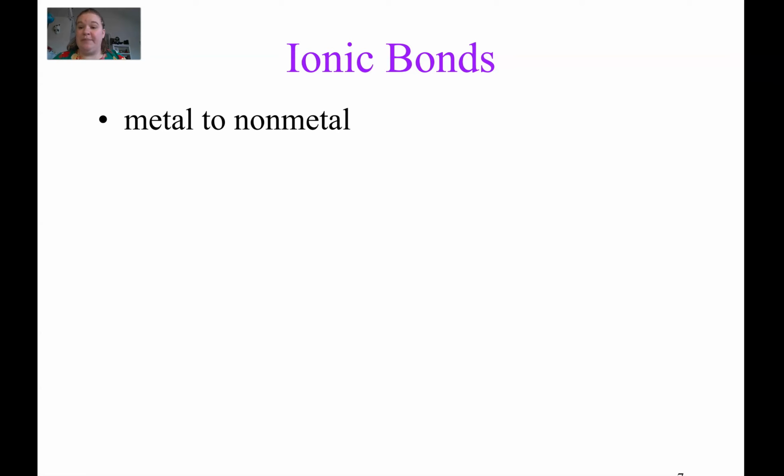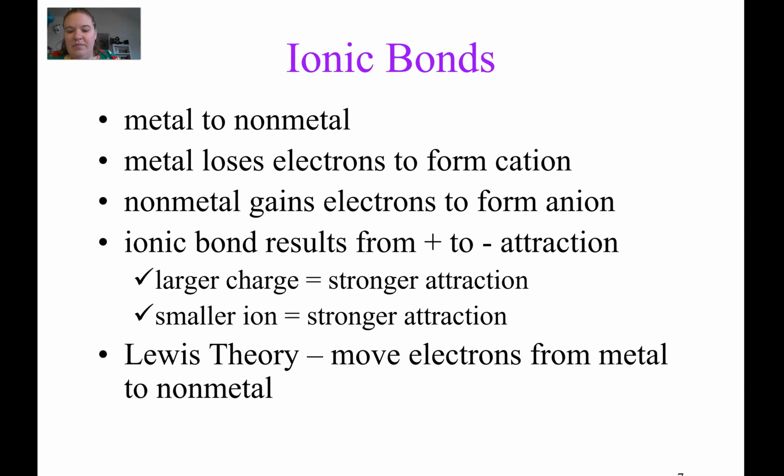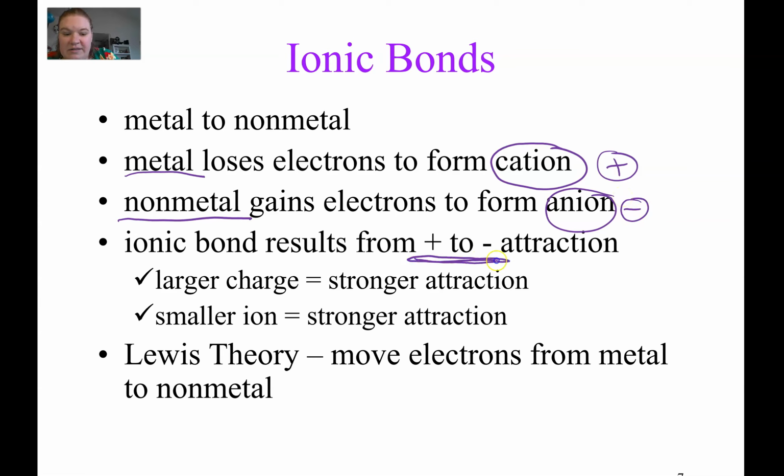We said that there's 2 types of bonds, ionic and covalent. And about half of this we already have talked about. We know ionic bonds are generally metals to nonmetals. The metals are going to lose electrons in order to form cations. The nonmetals are going to gain electrons to form anions. And that ionic bond is that positive to negative attraction.